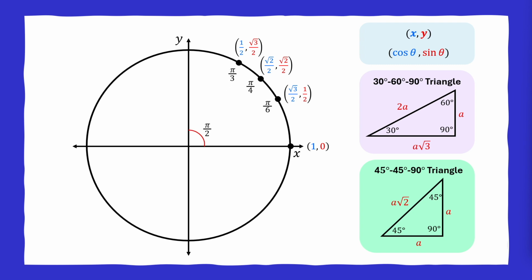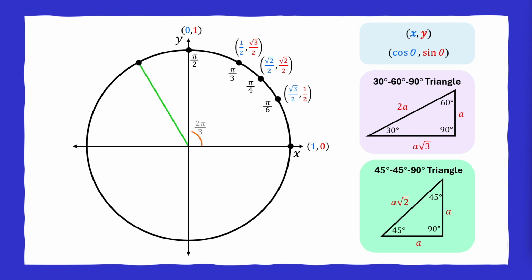At pi over 2 radians, or 90 degrees, the terminal side of the angle lies directly on the positive y-axis. Unlike the previous cases, no right triangle is formed because the point is exactly on the unit circle's vertical axis. Since the radius of the unit circle is 1, the point at this angle is at the top of the circle with coordinates (0, 1). This means that the cosine of pi over 2 is 0, and the sine of pi over 2 is 1.